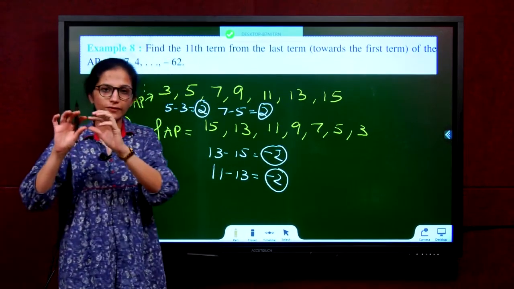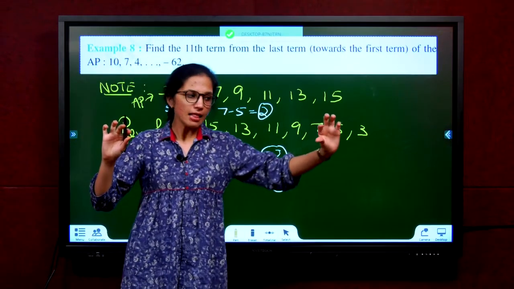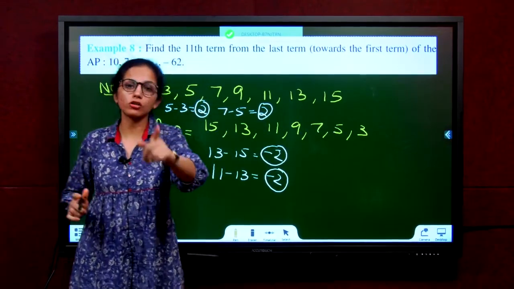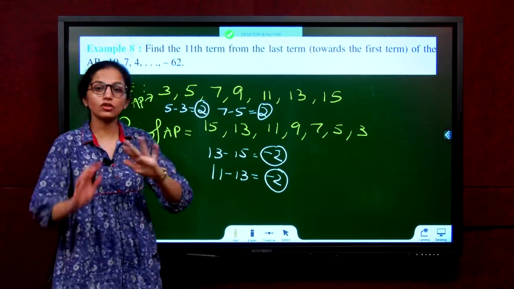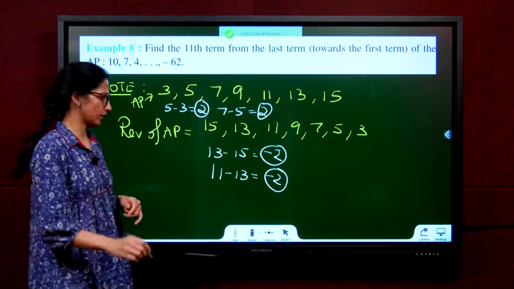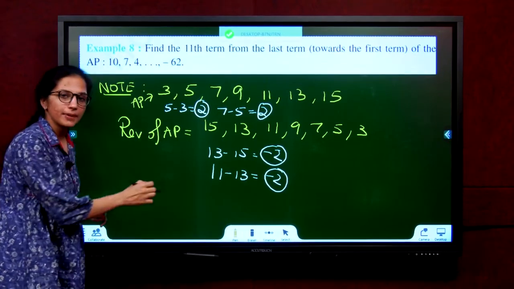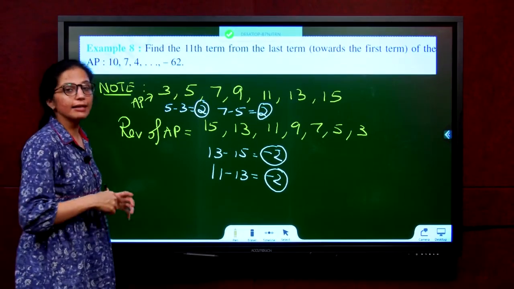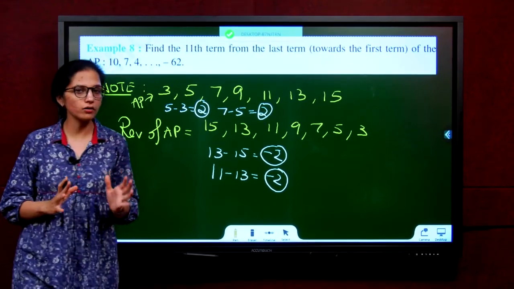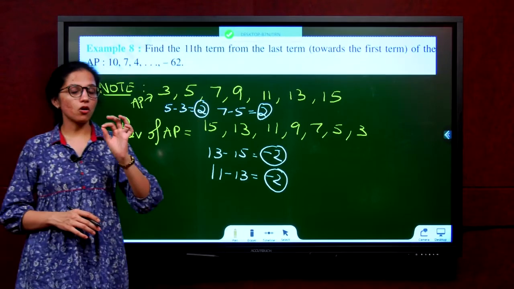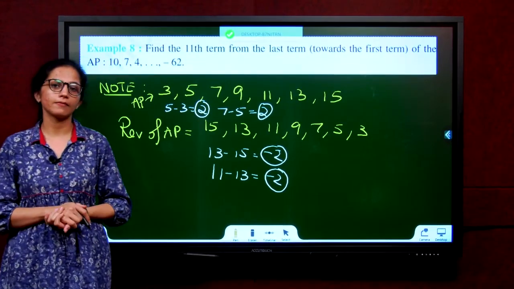So if you have a sequence that's an AP, the reverse of the AP is also an AP. Common difference changes. The sign of the common difference will change, no problem. But the point to note here is that the reverse of an AP is also an AP. Understood? Yes, note it down. Reverse of an AP is also an AP.